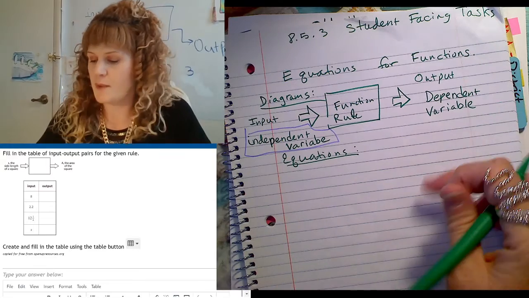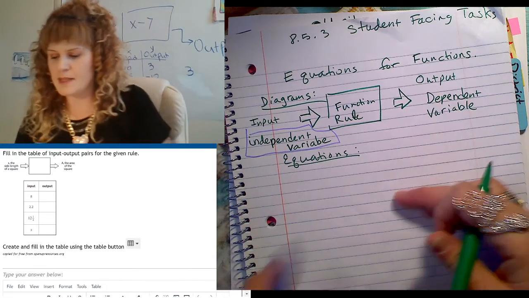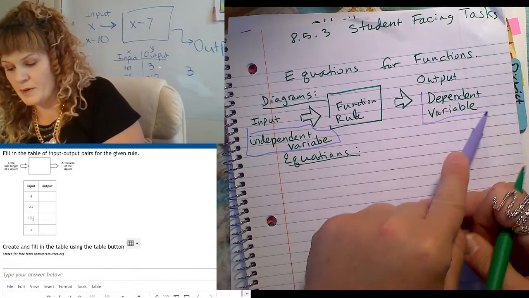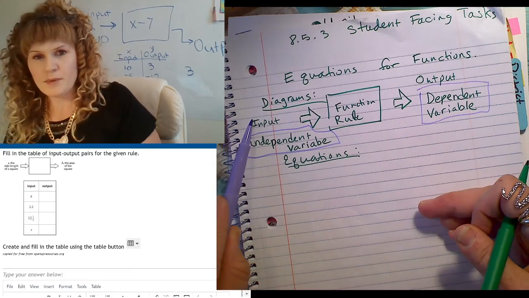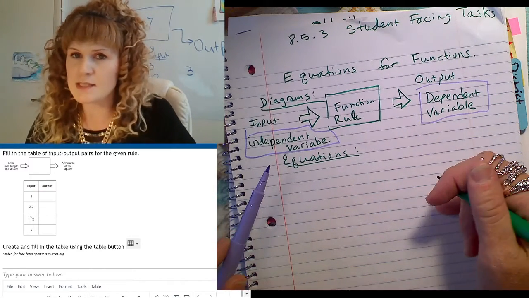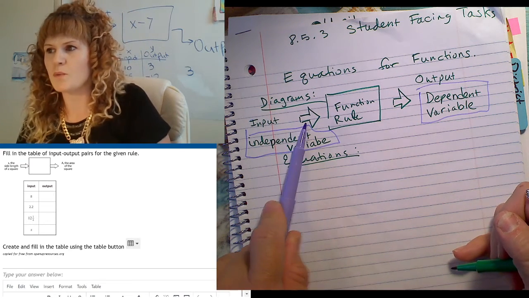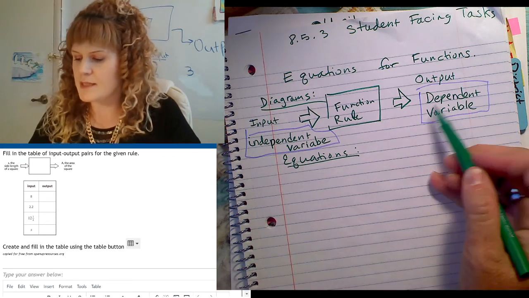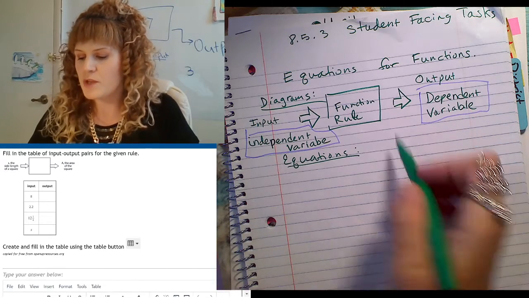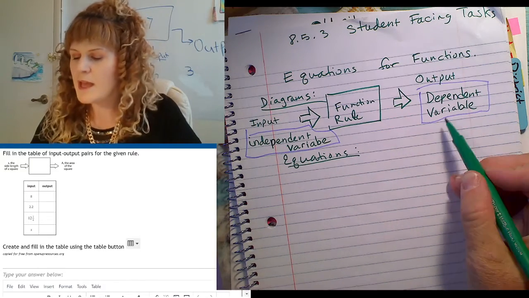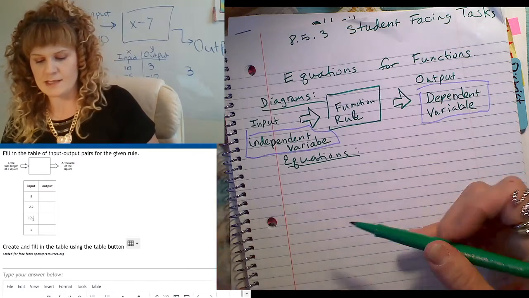Try to think of it this way. The output depends on what the input was. The input is independent. It doesn't depend on anything. But the output depends on what the input was. It's the dependent variable. You'll learn independent variable and dependent variable in this lesson.